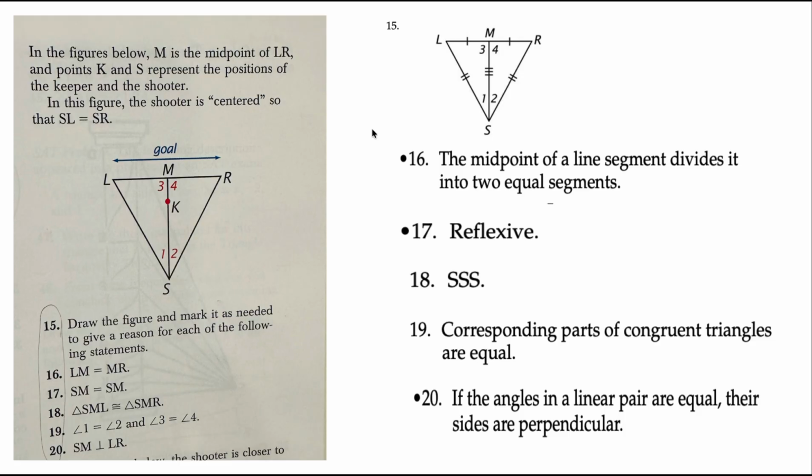And number 20, SM is perpendicular to LR. How do we know this? If the angles in a linear pair, right here, 3 and 4, are equal, their sides must be perpendicular. So it's not like 80 and 100. These are equal. So therefore, these must be right angles.